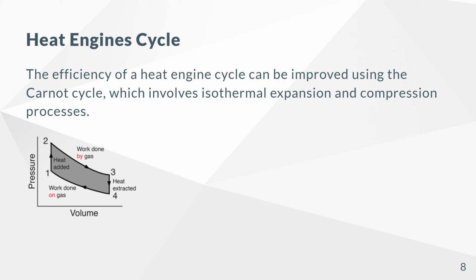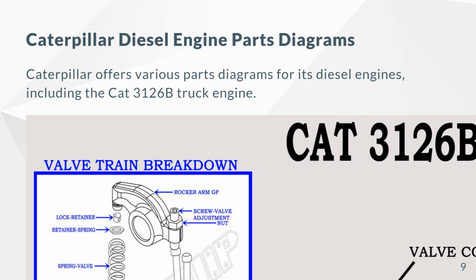This process involves 2 key steps: isothermal expansion and compression to optimize energy transfer. Caterpillar offers a range of parts diagrams for its diesel engines, including detailed illustrations for specific models like the CAT 3000 126B truck engine. These diagrams provide a visual guide to help mechanics and technicians identify and repair various components.